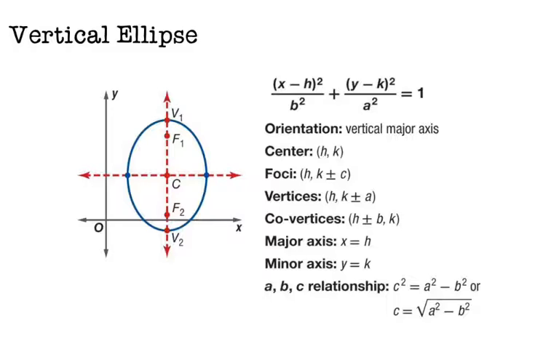And if you notice, those focus points are always along the major axis. So if an ellipse is longer up and down, then the focus points are going to be up and down. When we look at a horizontal ellipse, the focus points are going to be left and right.